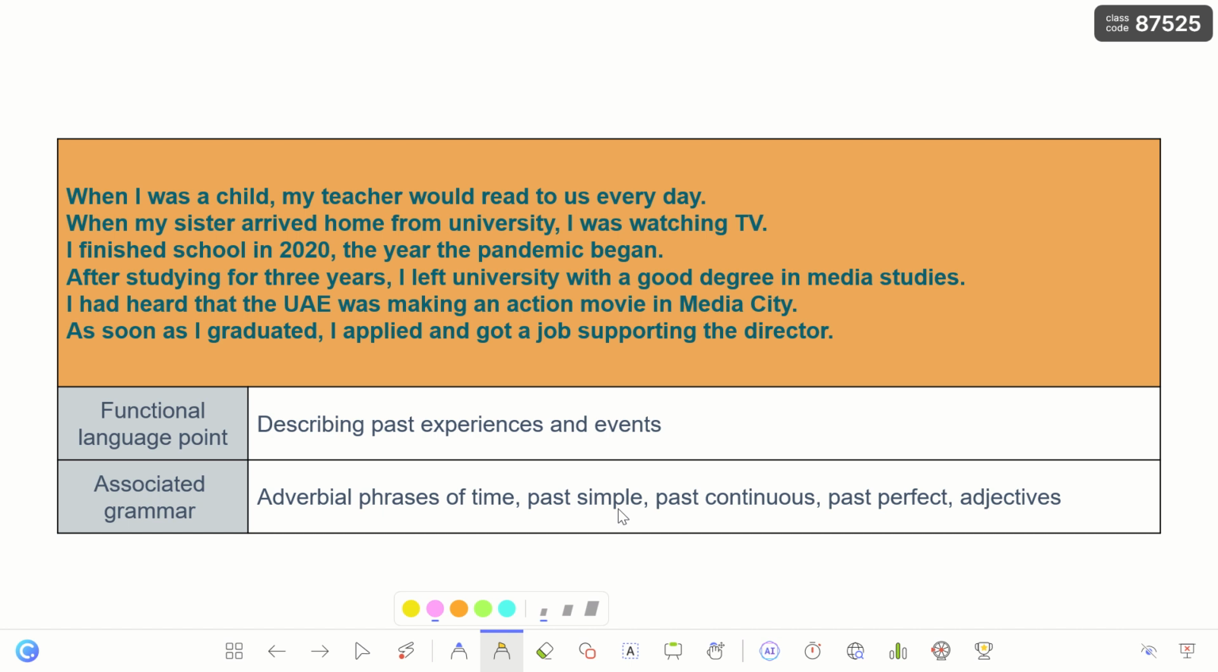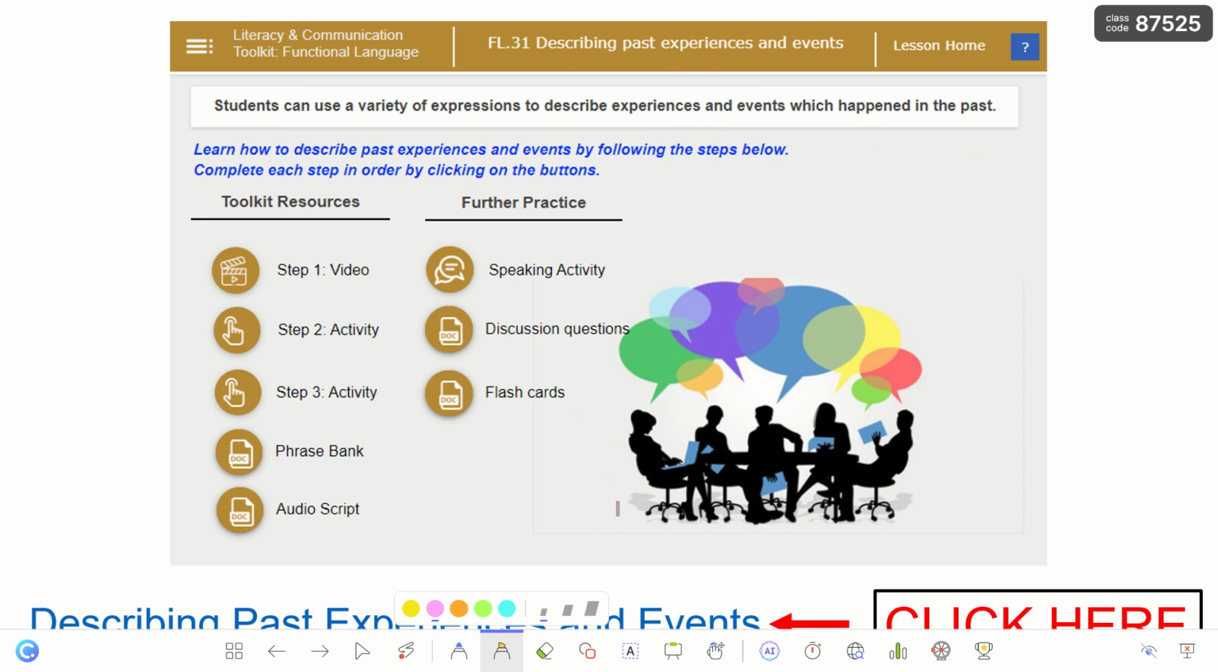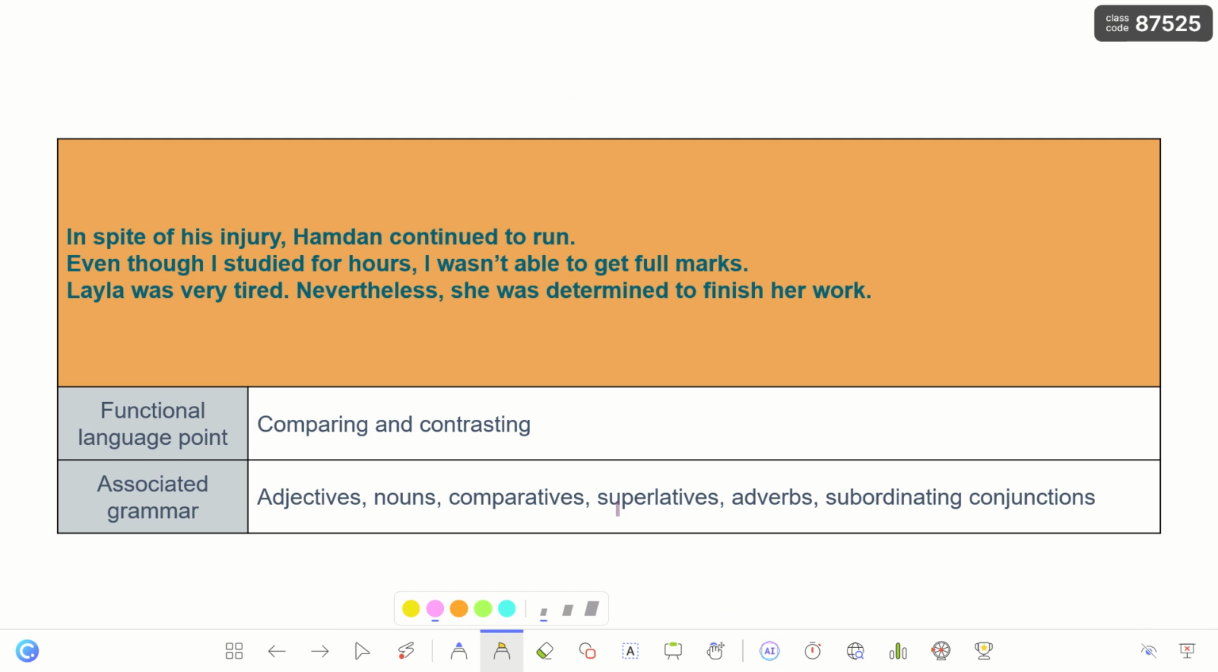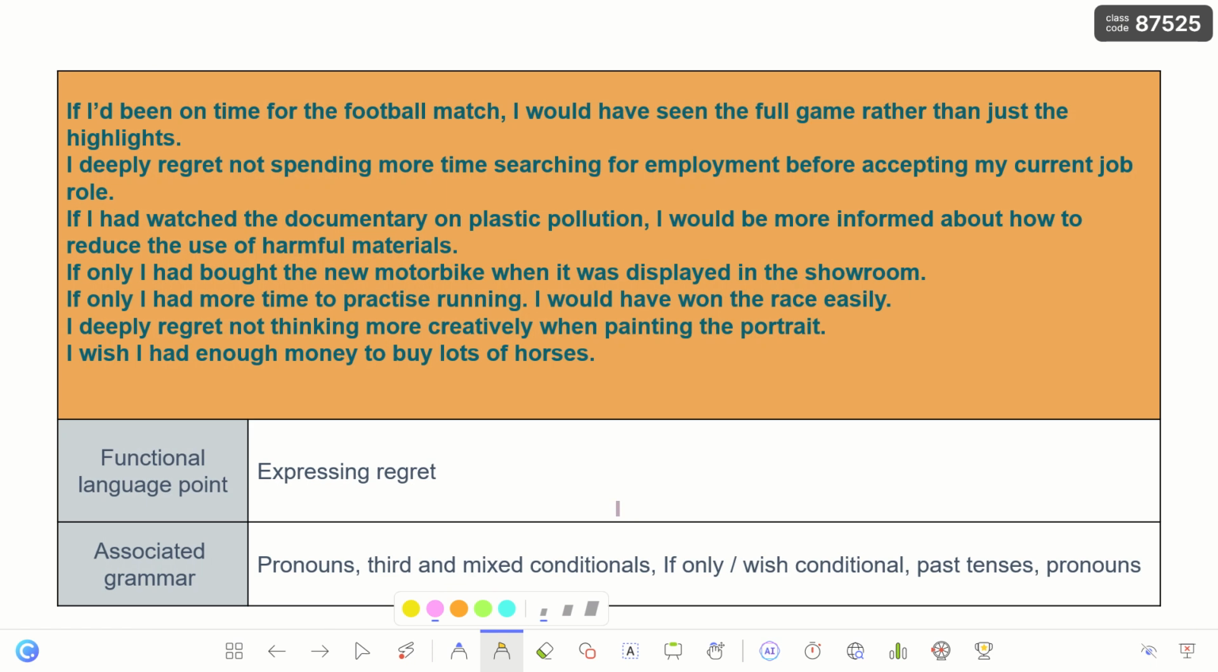When I was a child, my teacher would read to us every day. So that helps you a lot in your writing part, okay? At the same time, it also helps in the maze and in the reading part. So you can practice describing past experiences on this website. For comparing and contrasting, as what we studied before about while, whilst, and whereas, okay, you can practice this one.